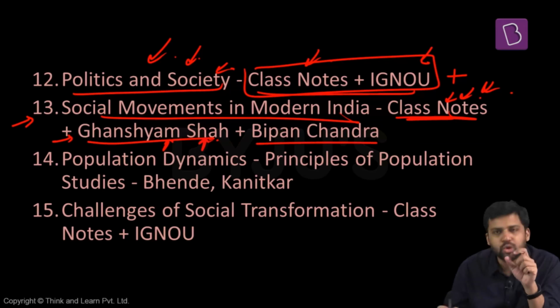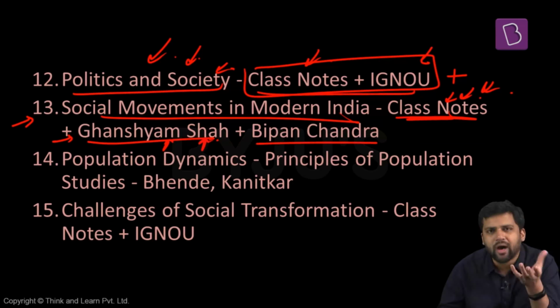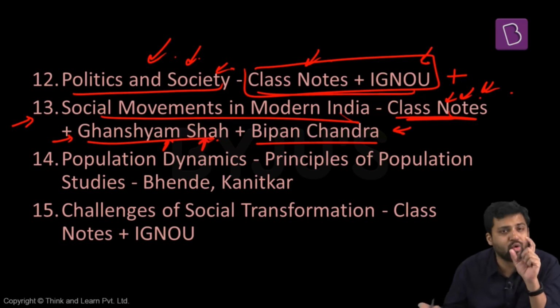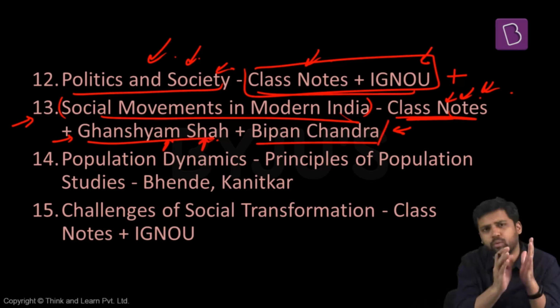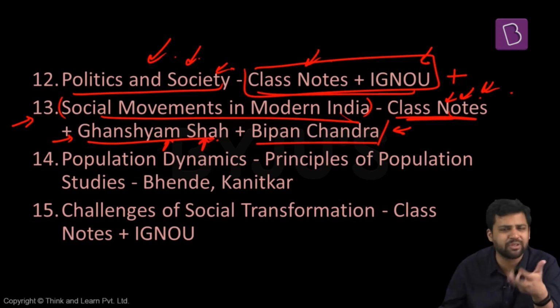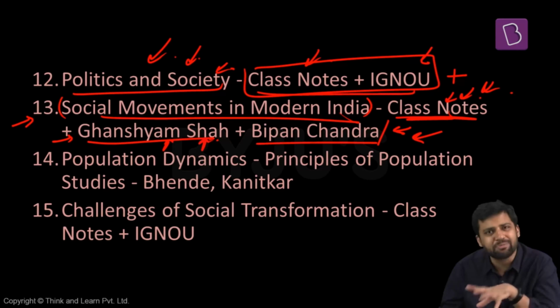Apart from Ghanshyam Shah, you can also refer to the book by Bipin Chandra, the book that you refer for your history, the modern India part, Indian Struggle for Independence. That also deals with different kinds of social movements. You can also refer to Spectrum. Spectrum also has a section which deals with worker movements, peasant movements, and different kinds of movements are mentioned there as well. So either Spectrum or Bipin Chandra can be referred to.